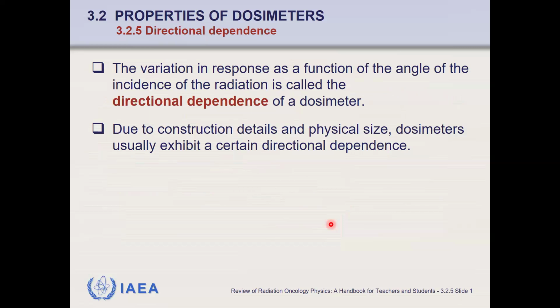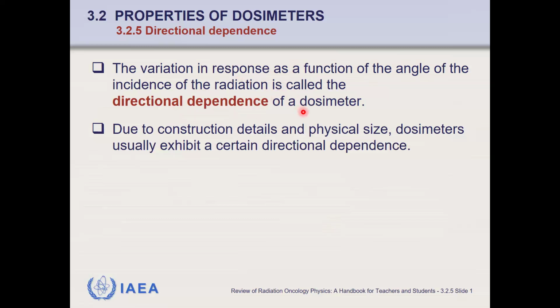We have another property of dosimeters, which is the directional dependence property. Also, the dosimeter may exhibit variations in sensitivity depending on the direction from which the radiation is incoming. So the variation in response as a function of the angle of incidence of the radiation is called the directional dependence of a dosimeter.